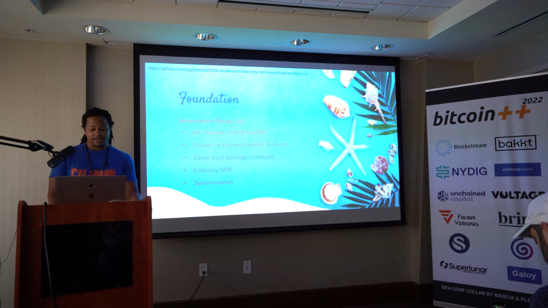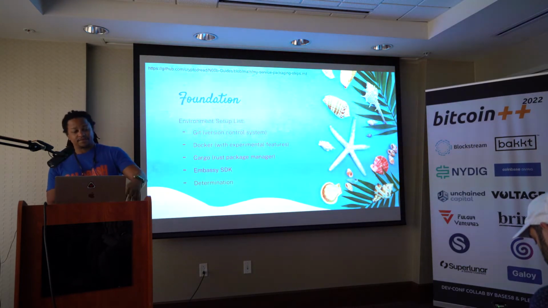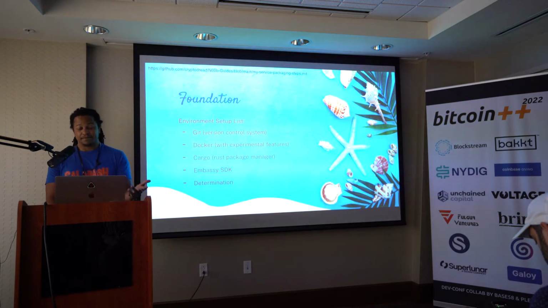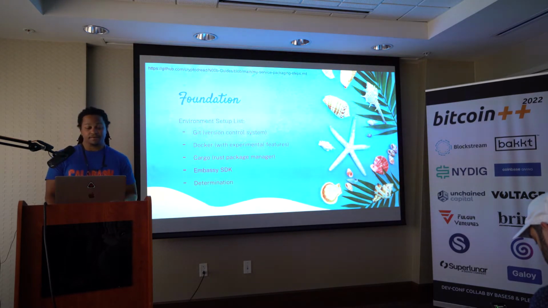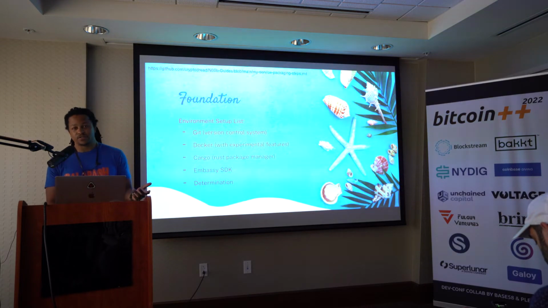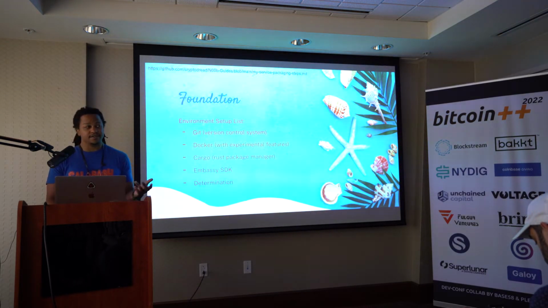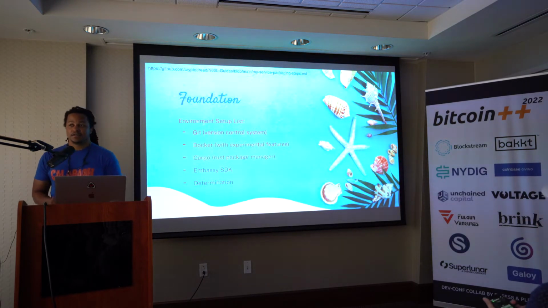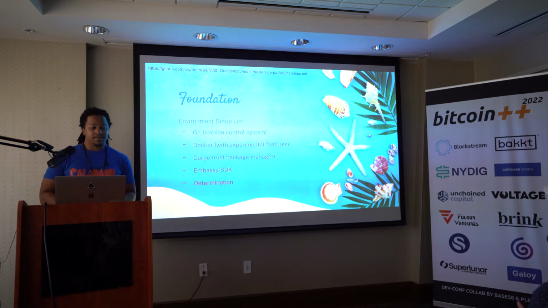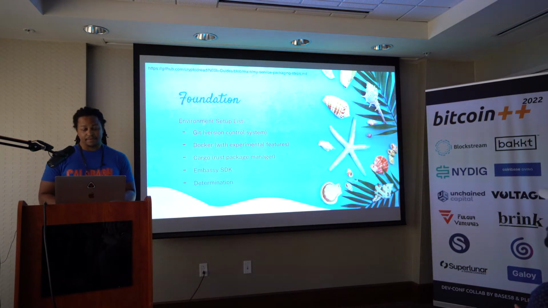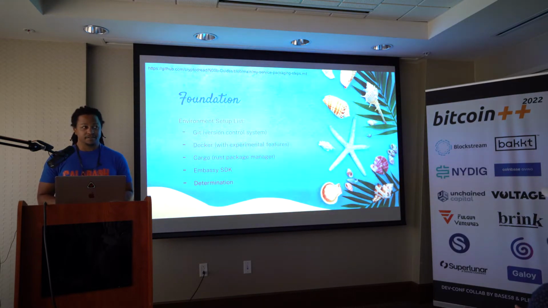Environment setup list. You guys probably know almost everything here except for Embassy SDK, right? I'm sure everybody here has used Git, the version control system, via github.com. You can install that and use it. You're going to need Docker. You're going to need that turned on with experimental features. You're going to need to be able to use build and buildx. You're going to need Cargo, which is a Rust package manager. So if anybody here is a Rust developer.